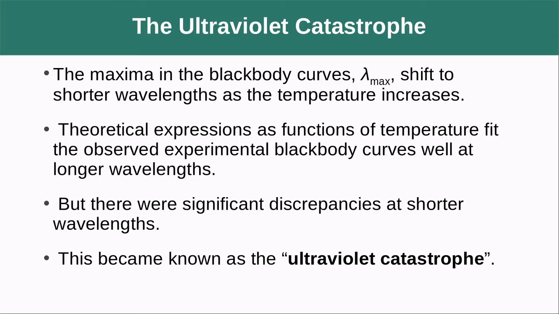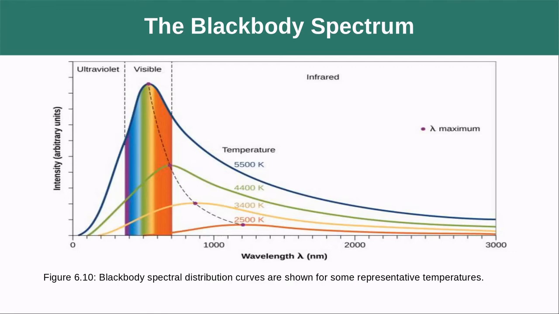We have the problem with black body radiation that we have something called the ultraviolet catastrophe. The maxima in the black body curves, lambda max, shift to shorter wavelengths as temperatures increase. Theoretical expressions as functions of temperature fit the observed experimental blackbody curves at longer wavelengths, but there is a significant discrepancy at shorter wavelengths, and this became the ultraviolet catastrophe. So let's see if we can picture this.